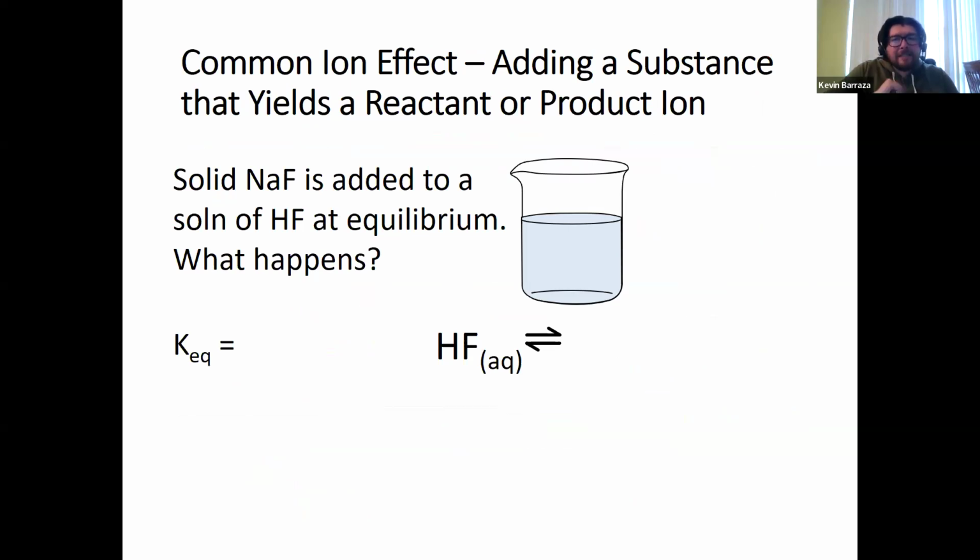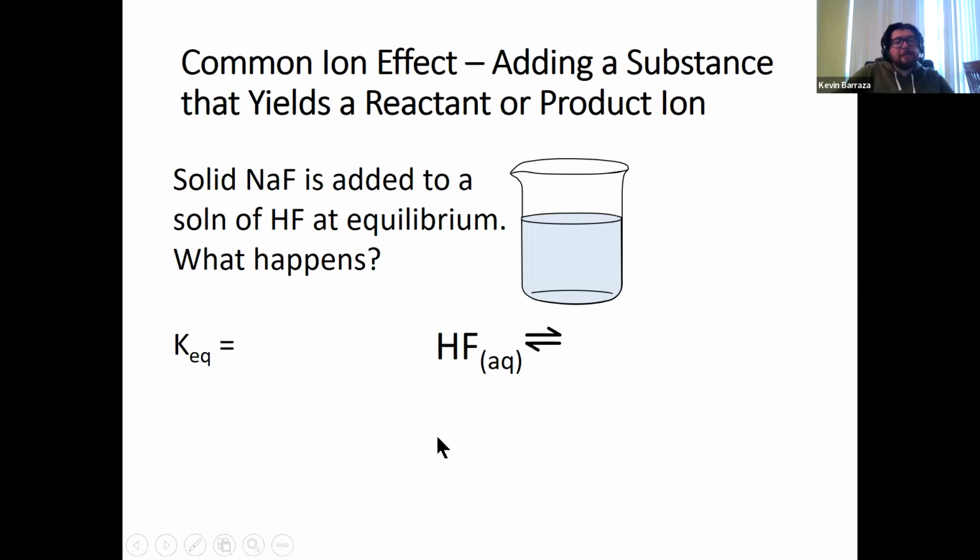Now, a case that's going to come up in experiment 1: adding a substance that yields a reactant or product ion. Let's say we have a beaker, and that beaker has HF. It's at equilibrium. What's going to happen if solid sodium fluoride, NaF, is added to a solution of HF, hydrofluoric acid, at equilibrium? What is going to happen?